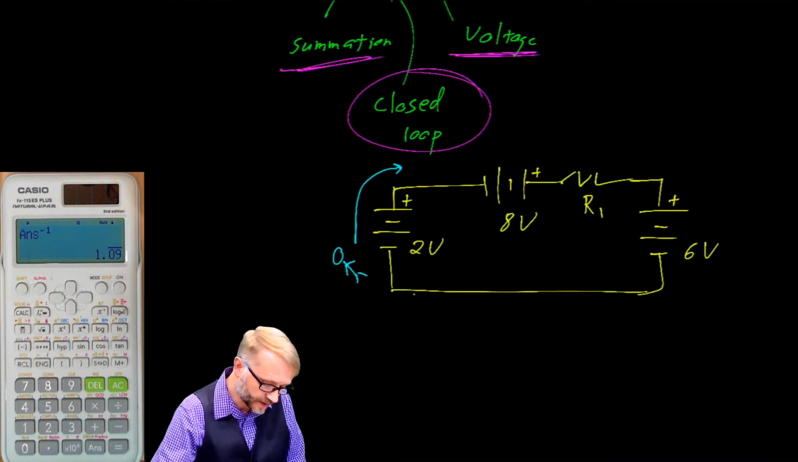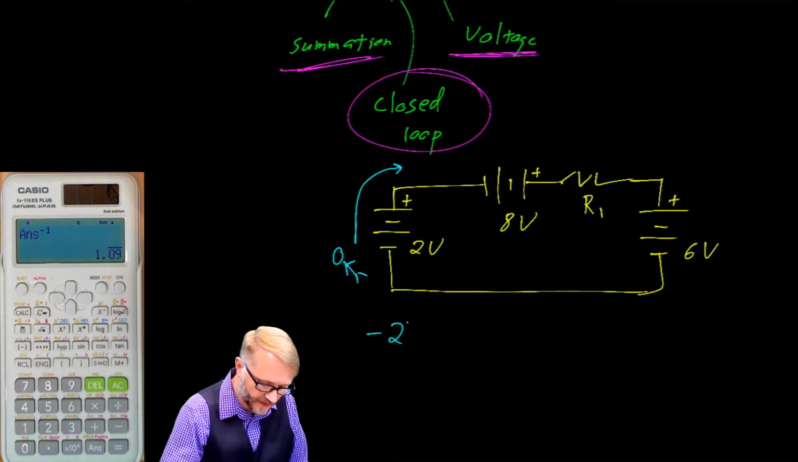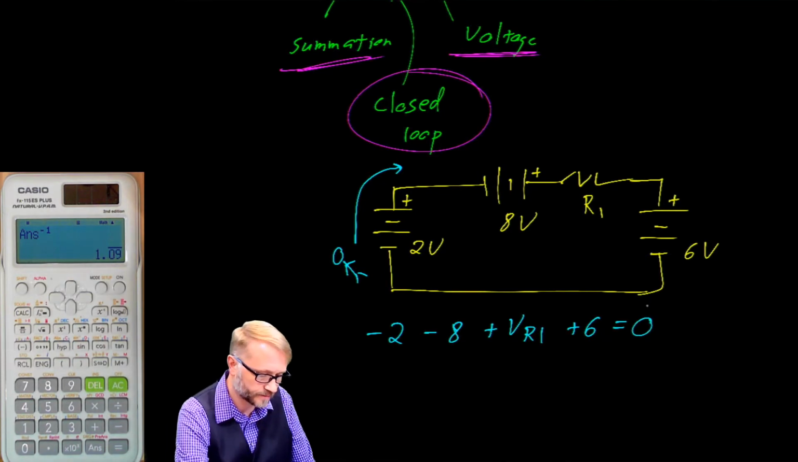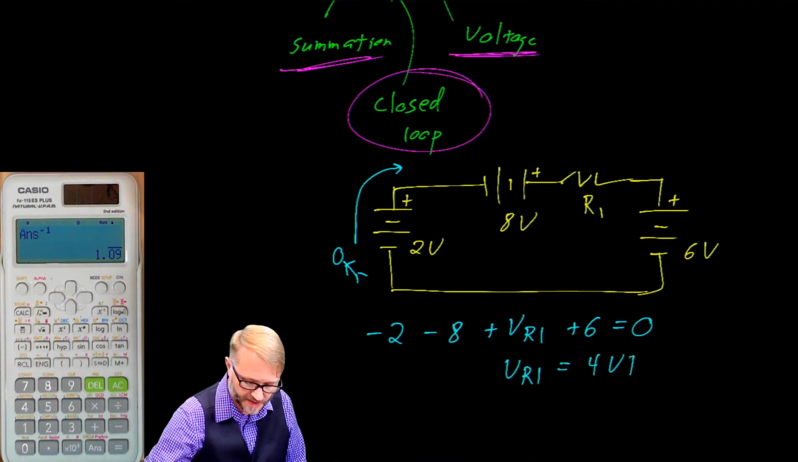That's what we'll do. Starting in the lower left-hand corner, we would write -2, because we walked in on the negative terminal of this battery, minus 8 plus the voltage on R1 plus 6 equals 0. If we solve for that, we would say the voltage in R1 is equal to 4 volts DC.